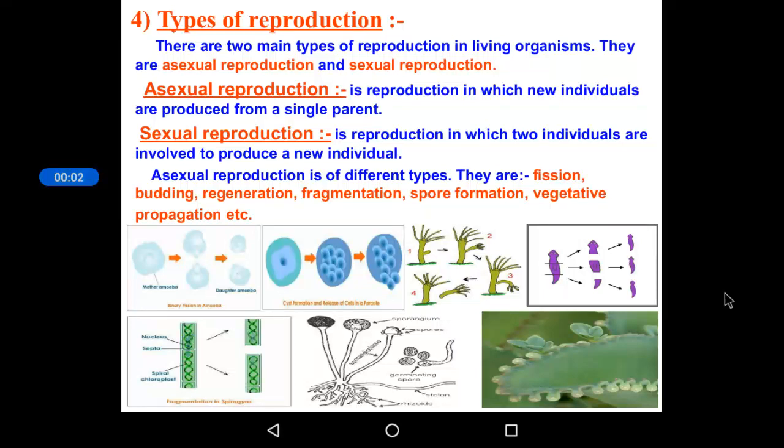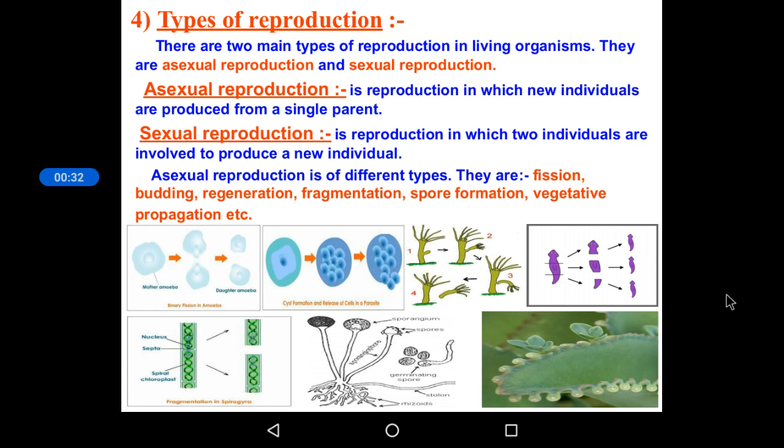Hi students, in the last video we discussed the introductory part of the chapter, how do organisms reproduce, and we also discussed the types of reproduction, that is asexual reproduction and sexual reproduction. So what do you mean by asexual reproduction? Asexual reproduction is a reproduction in which new individuals are produced from a single parent.